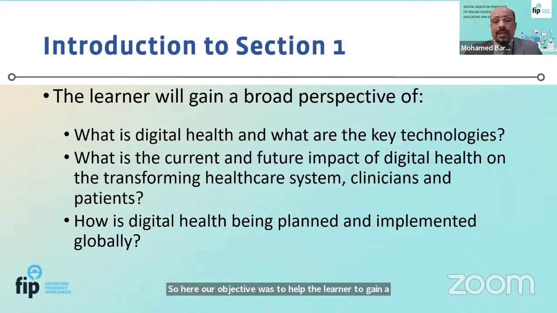So here, our objective was to help the learner gain a broad perspective about digital health tools and the different key technologies that can be expected to be part of your daily routine, about the current and future impact of digital health on transforming the healthcare system, the clinicians and patients, and the dynamic interaction between the clinicians and patients, and how digital health is being planned and implemented globally. Next slide, please.